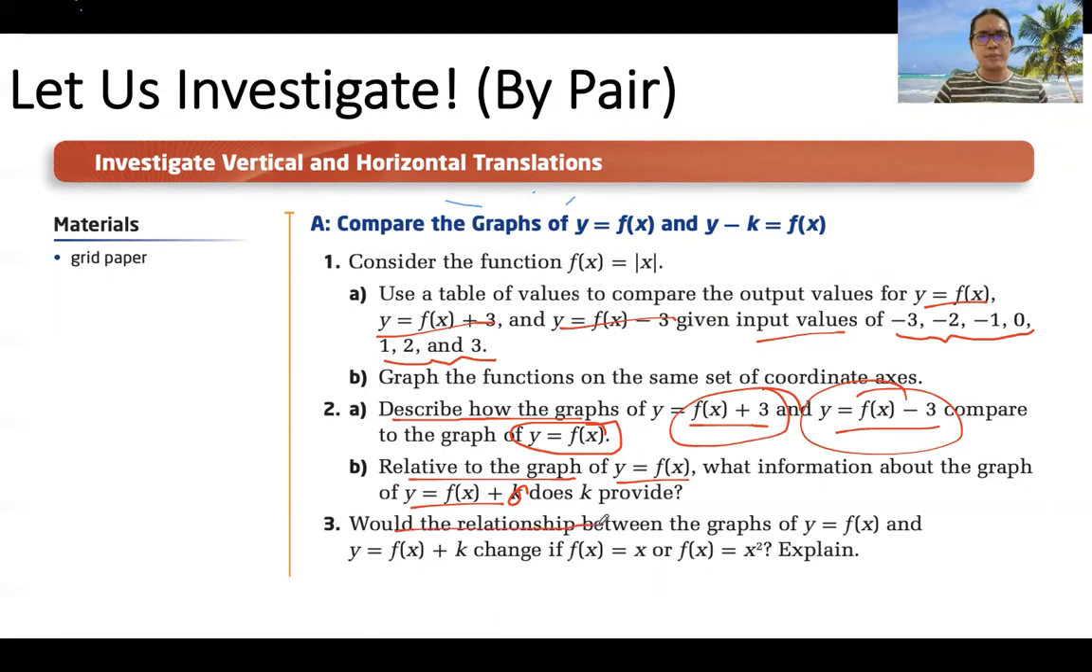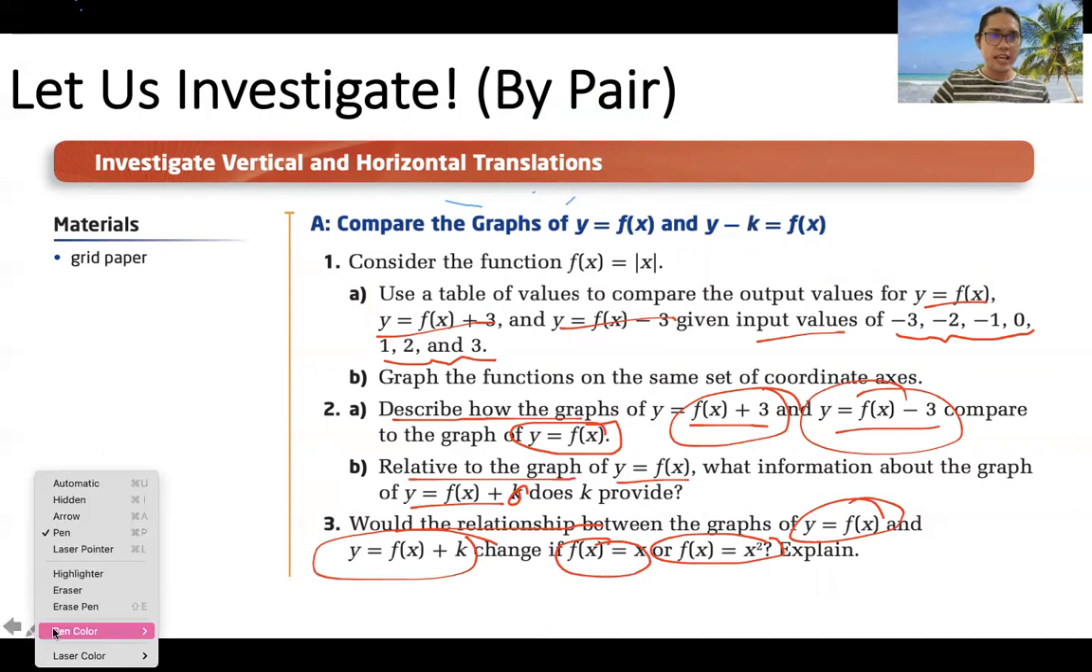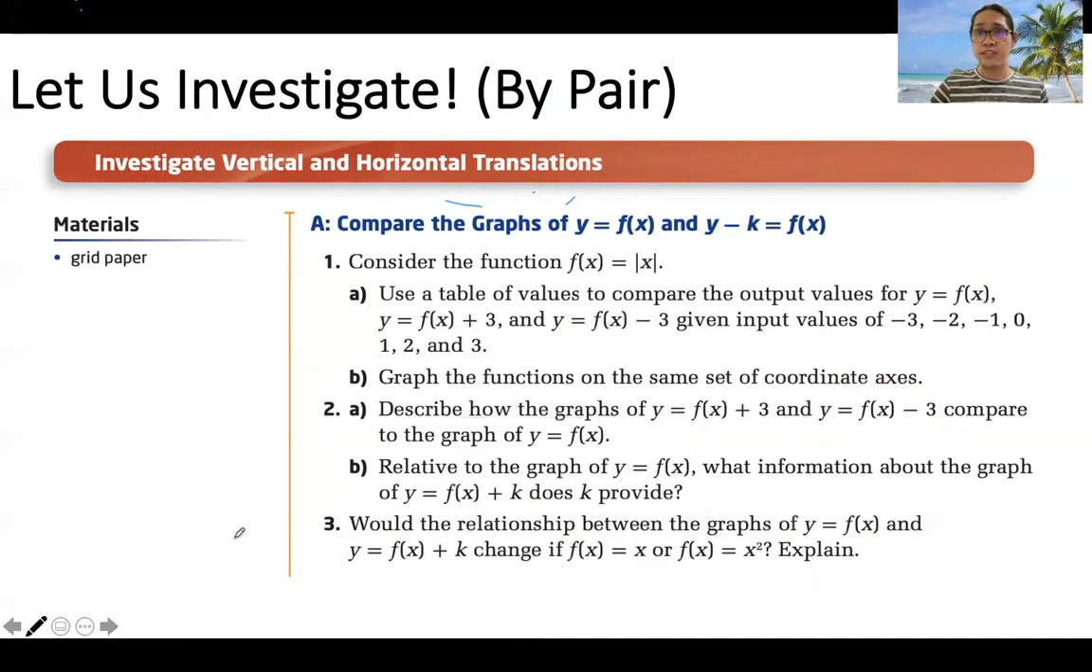Would the relationship between the graph of y equals f of x and this one change if f of x is equal to x or f of x is equal to x squared? Then explain. Later, after this recorded video discussion, I'll be asking someone about this activity. And of course, if you have questions, you can raise them later. So you have to do that one.